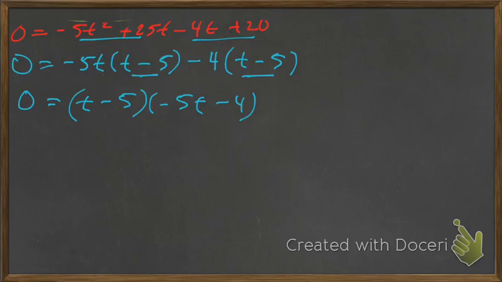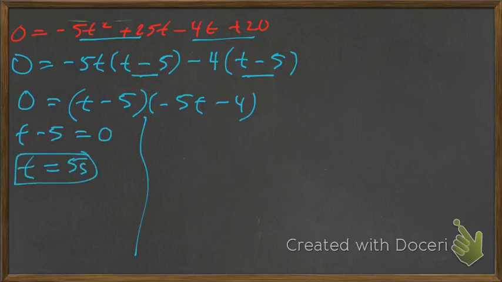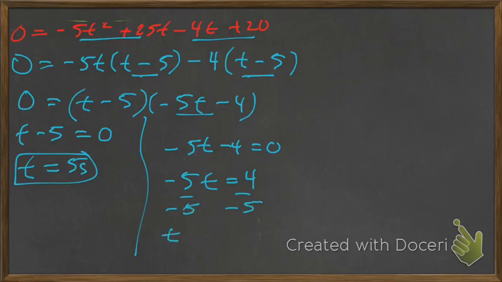All right? Now, I've got two values that I need to solve for. So t subtract 5 equaling 0, and that t would equal 5. That's 5 seconds in the context of the question. Now this one's going to look a little weird. So I have negative 5t subtract 4 equaling 0. So negative 5t will equal 4. If I divide both of these by negative 5, I have t is equal to negative 4 over 5.